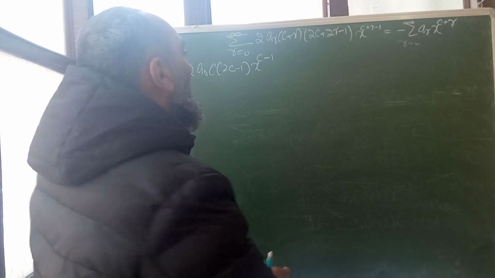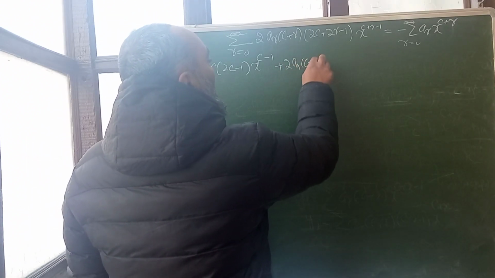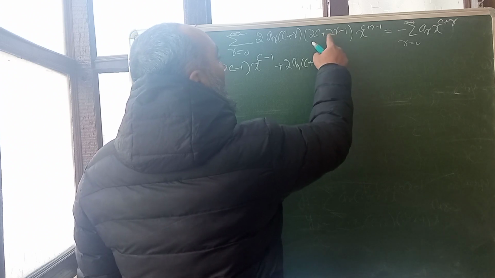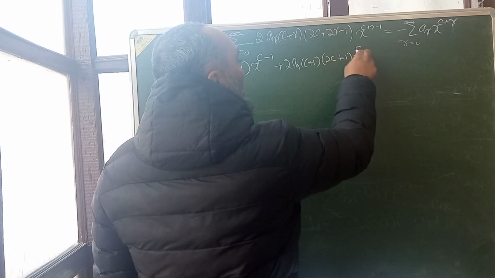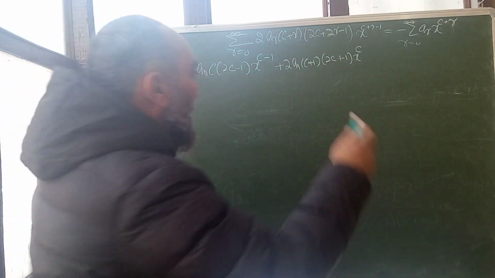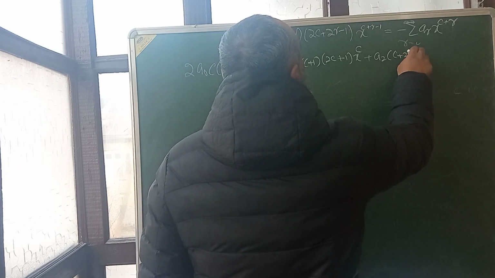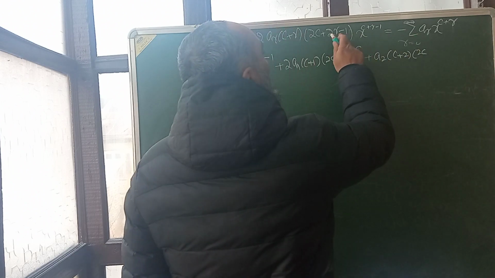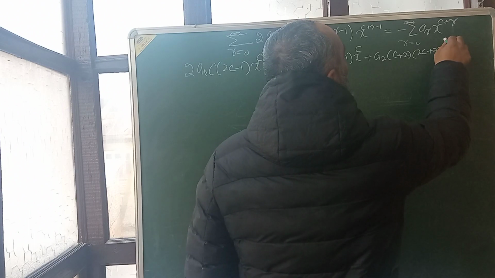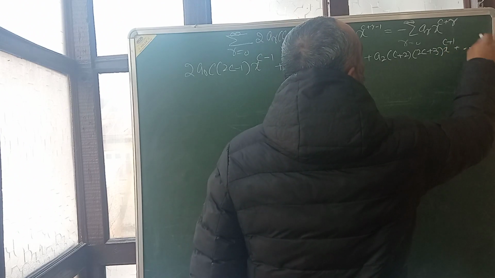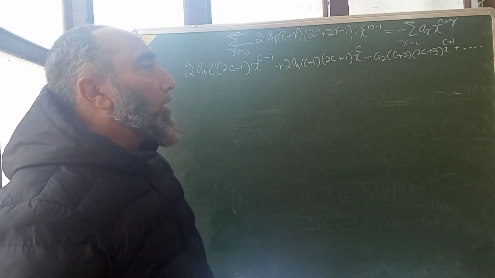Okay. Now when r is 1. Twice a1, c plus 1, 2c, r is 1, 2 into 1 minus 1, 2c plus 1, x to the power c. Fine. Now r is 2. a2, c plus 2, 2c, 2 into 2 is 4, 4 minus 1 is 3, plus 3, x to the power c plus 1, and so on. You will get x to the power c plus 2, x to the power c plus 3, and so on.